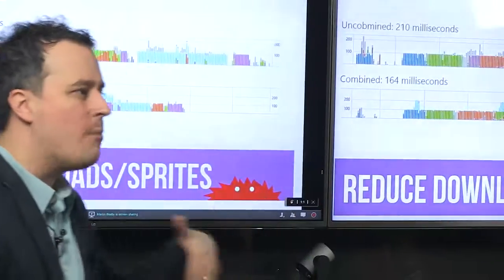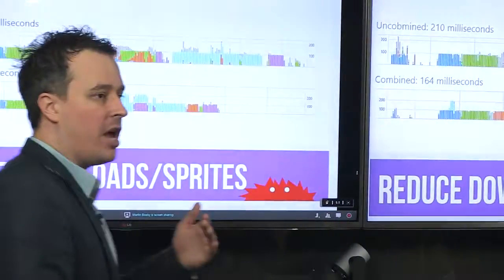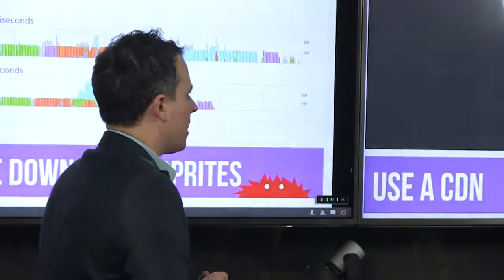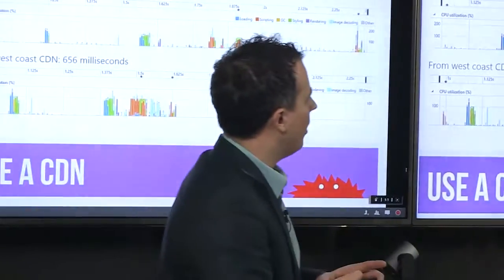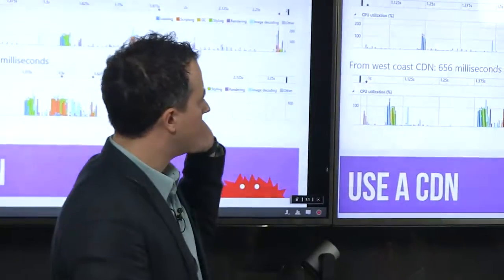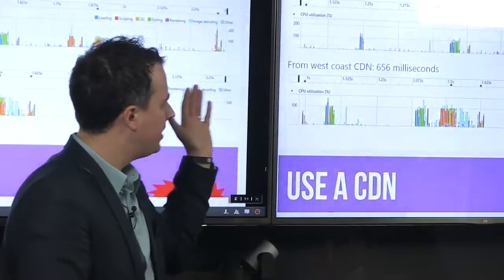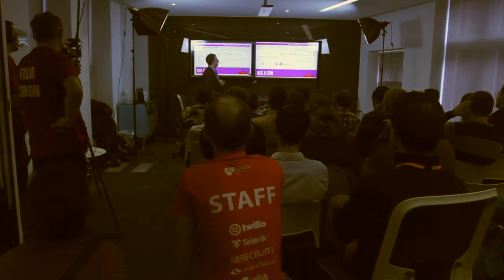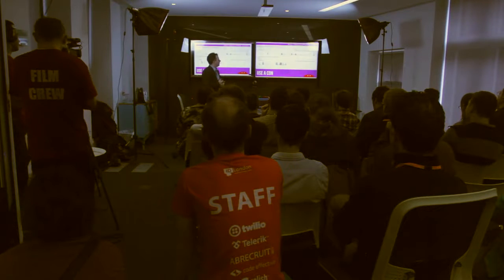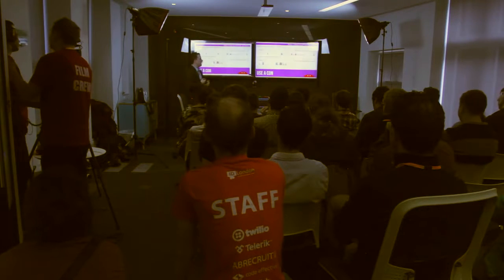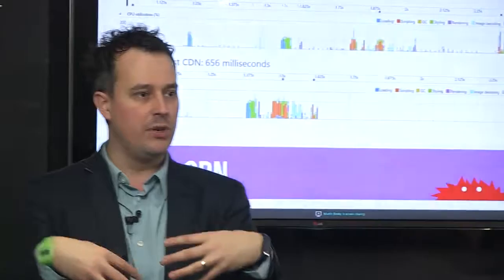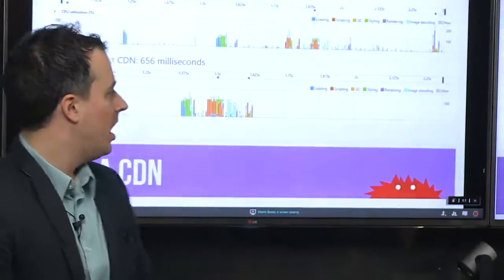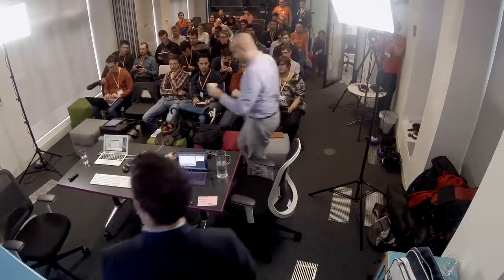But think about how many network requests you're making and try and make them smaller. Using a CDN is really important. So this is an example: if you're making a request from the East Coast without a CDN, it takes 1,353 milliseconds, and then using a CDN, it's 656 milliseconds. Because a CDN, a content delivery network, puts the information closer to the user, which reduces latency. And so using a CDN will massively improve performance.